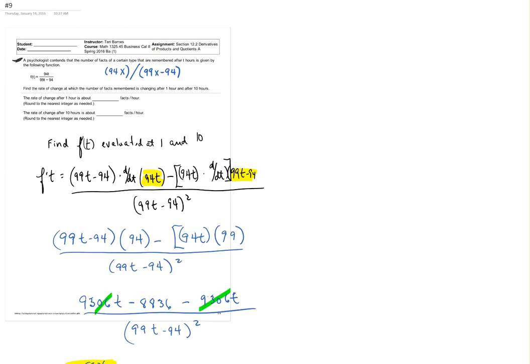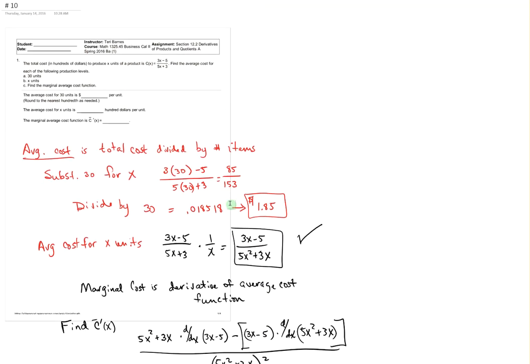Let's now look at number 10, and we won't be able to do this one with the calculator. So this one does have some work to it. This is your last question. It is number 10. The total cost in hundreds of dollars to produce x units of a product is given. So here's our cost function. It is a quotient. Find the average cost for each of the following: 30 units, x units, and then the marginal average cost.